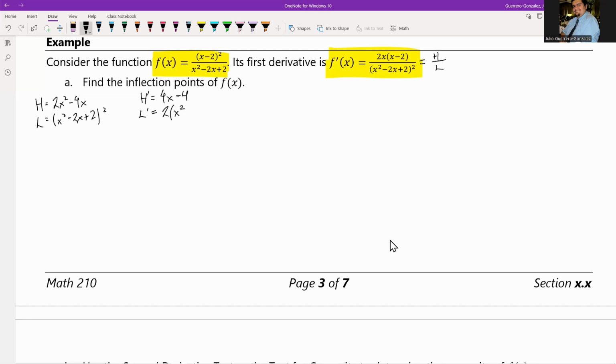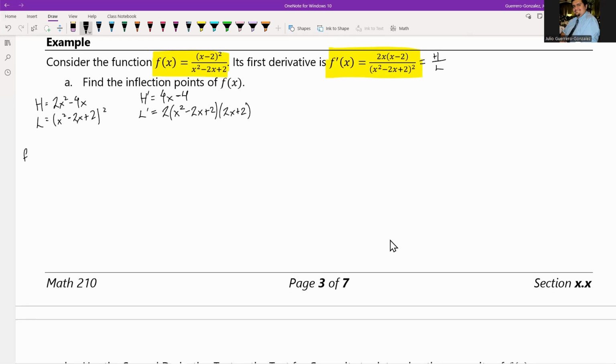x squared minus 2x minus 2x. Let me write that x correctly. Plus 2 times 2x plus 2. All right. Since this is a quotient, since this is a fraction that we're taking a derivative of, I need to use the quotient rule, right?